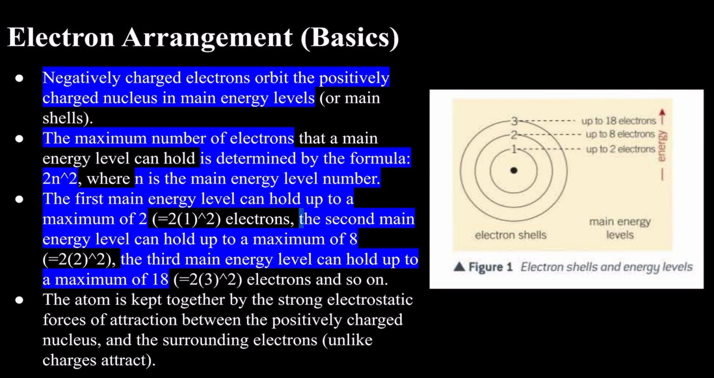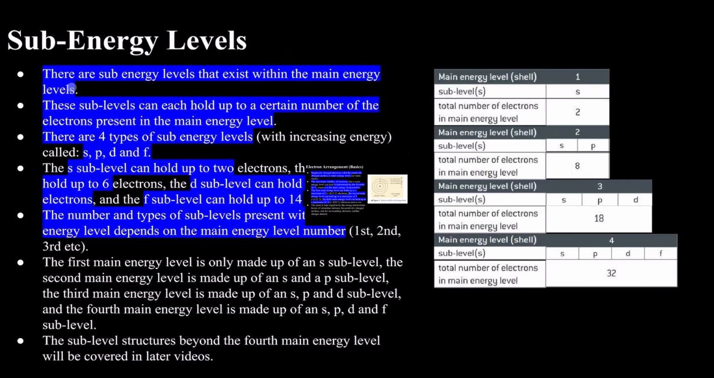So this means the overall charge of a nucleus is positive, and because that's the case, we have electrostatic forces of attraction between the surrounding electrons and the nucleus at the center of the atom. So there are sub-energy levels that exist within the main energy level.